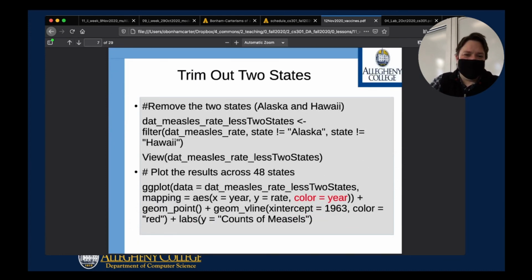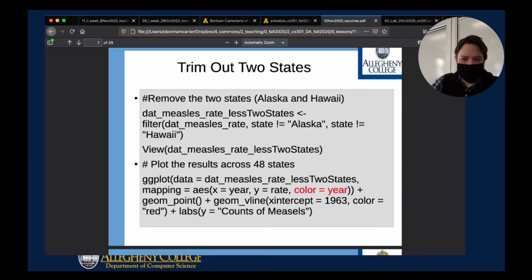But then we trimmed out two states. We actually removed Alaska and Hawaii. That was because I think back in those days, those states were too young to really be considered part of the country back in the early days. So that's why they were removed, just because they were the states that were added last to the country. And this is the code that you'd have for that.